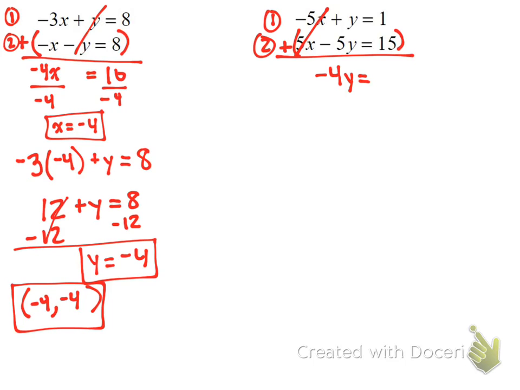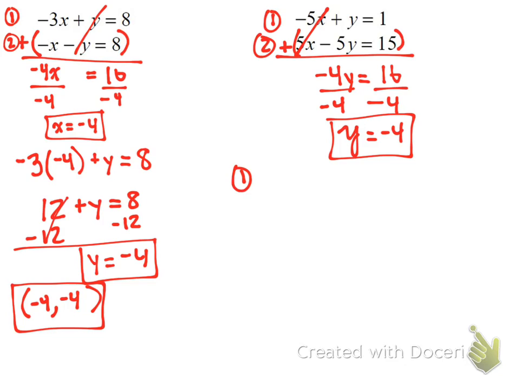1 plus 15 is 16. Divide both sides by negative 4. Hey, how about that? Y is equal to negative 4 again. Whoa. Do you think I'll get the same answer again for x? Probably not. Maybe. Probably not. Then I'm going to plug y back into one of the first equations. I'll just put it back in equation 1. So I'll copy equation 1 down.